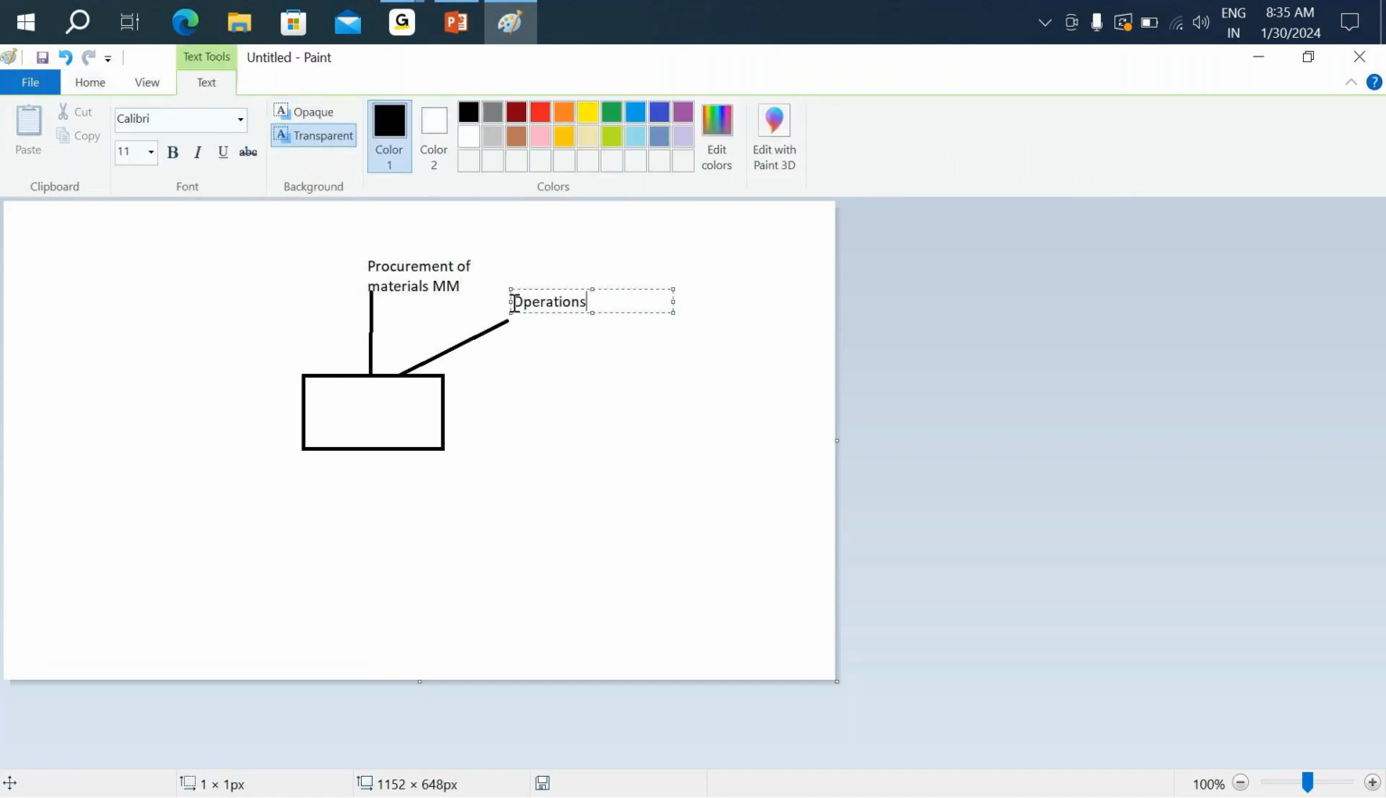Operations or MFG. So your manufacturing team or MFG team will take care of your manufacturing activities, like converting your product from a raw material to the final product. So this phase is being taken care of by your MFG team, that is nothing but your manufacturing team. This is again one module in SAP that is called MFG.